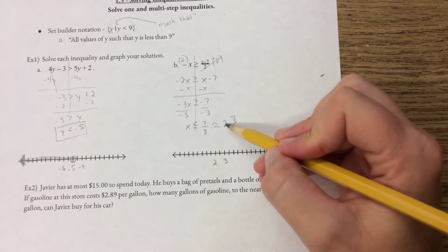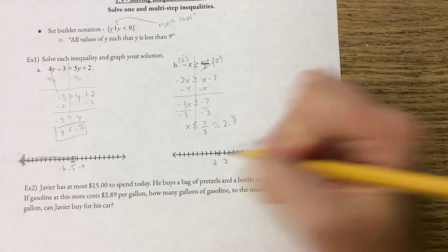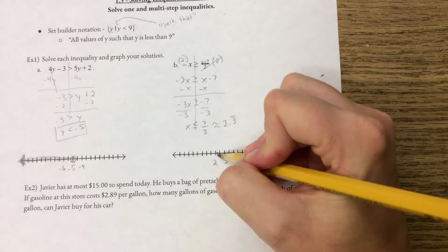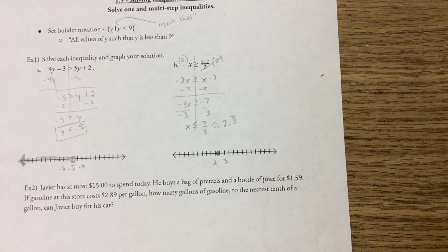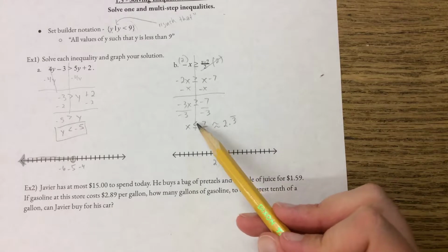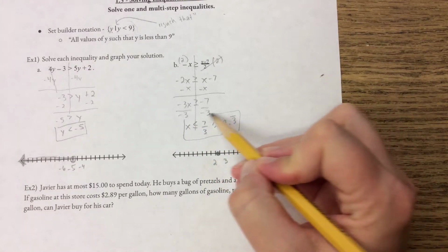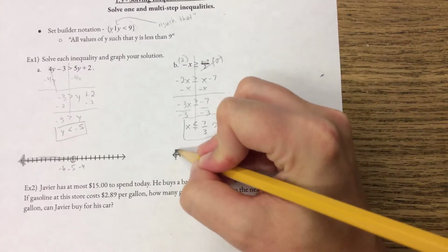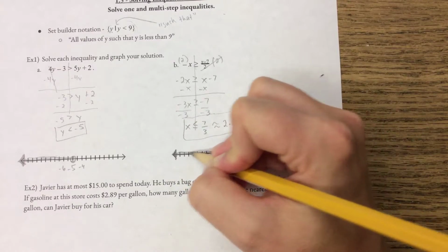So 2 1/3 is going to be about right here because that would be 2 1/2 with the way that I have it labeled. Now since this has the equal sign underneath of it, that's going to be a solid filled in circle, which means it's including that point. And then again I have x is less than these values, so that means it's going to be shaded to the left. If it was greater than, it would be shaded to the right, towards bigger numbers.